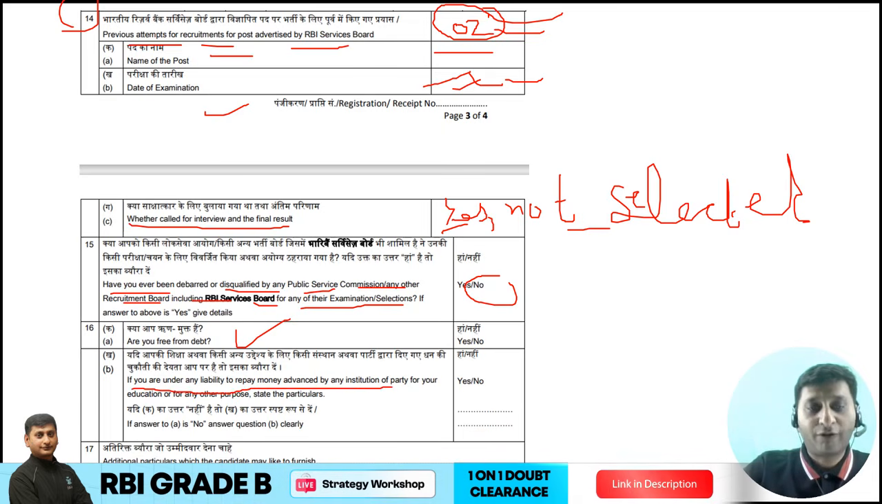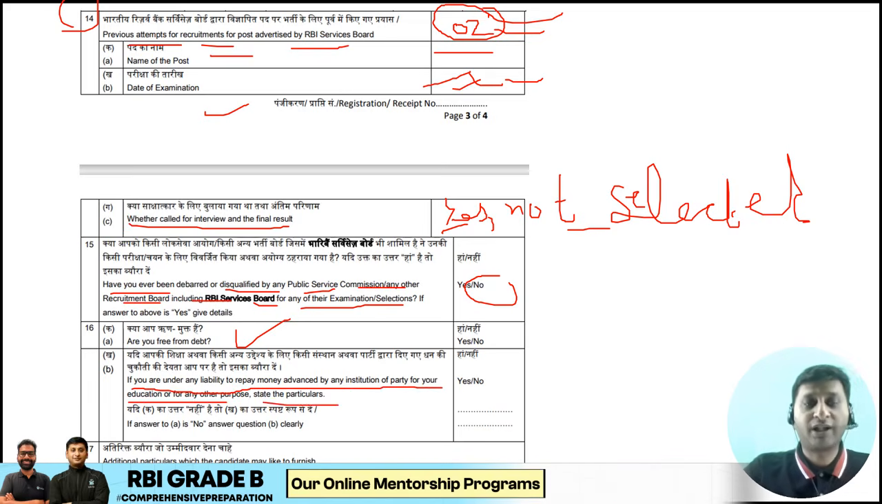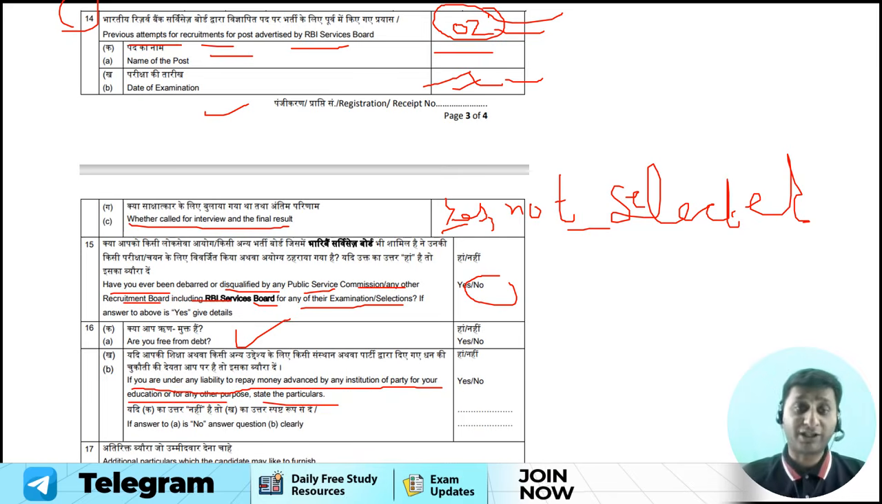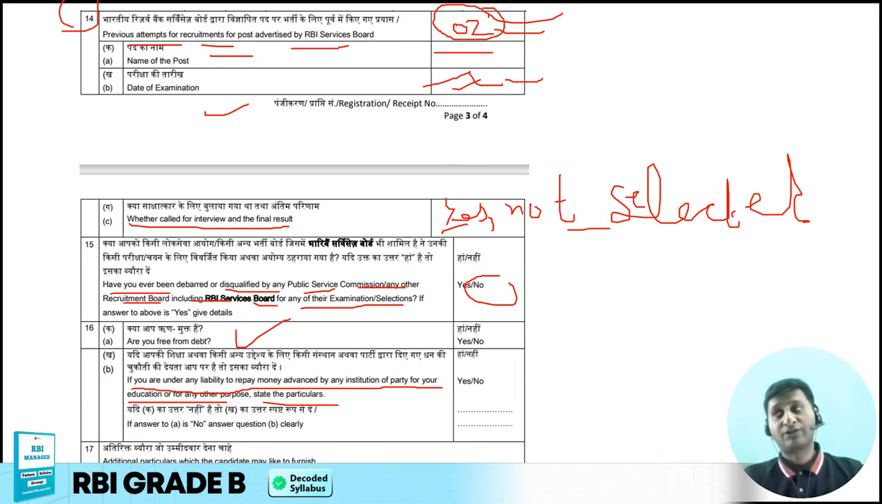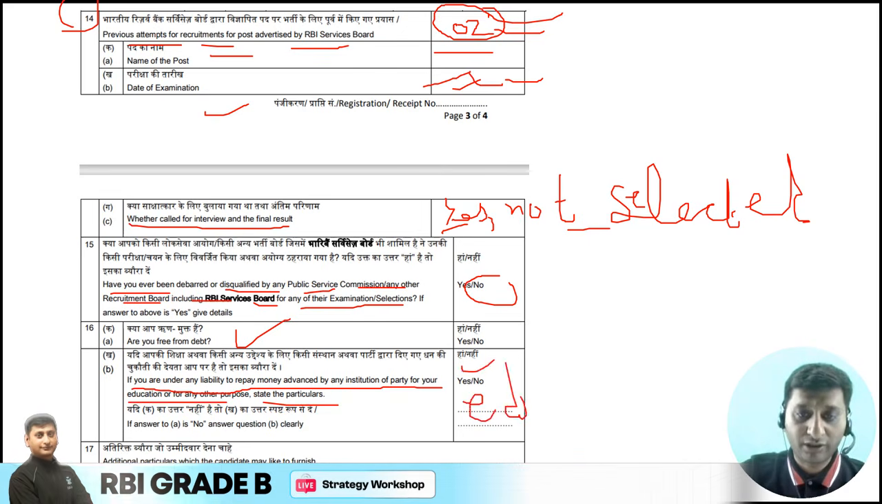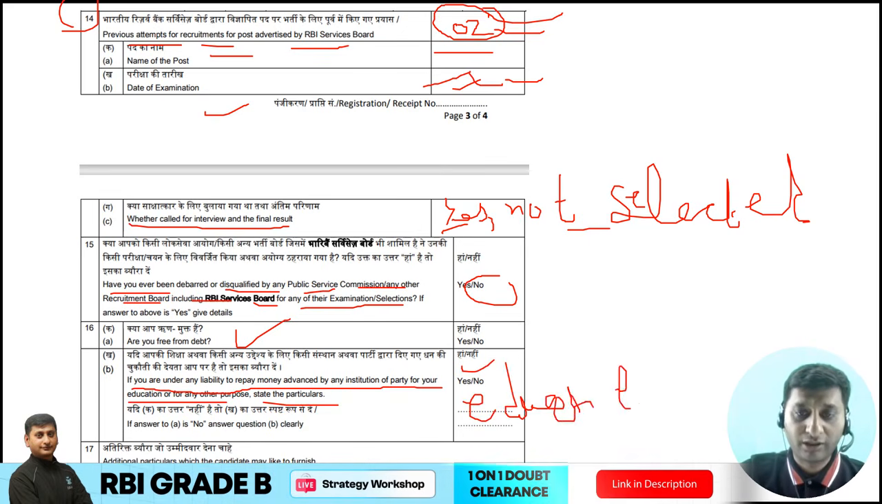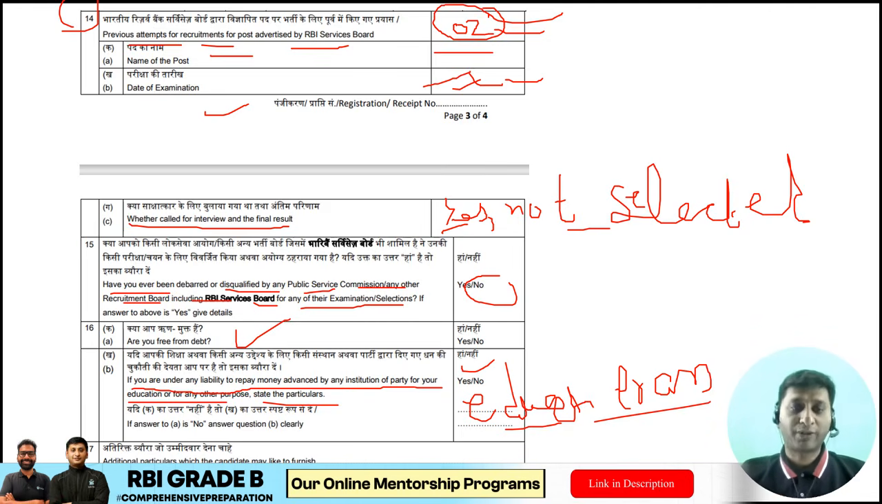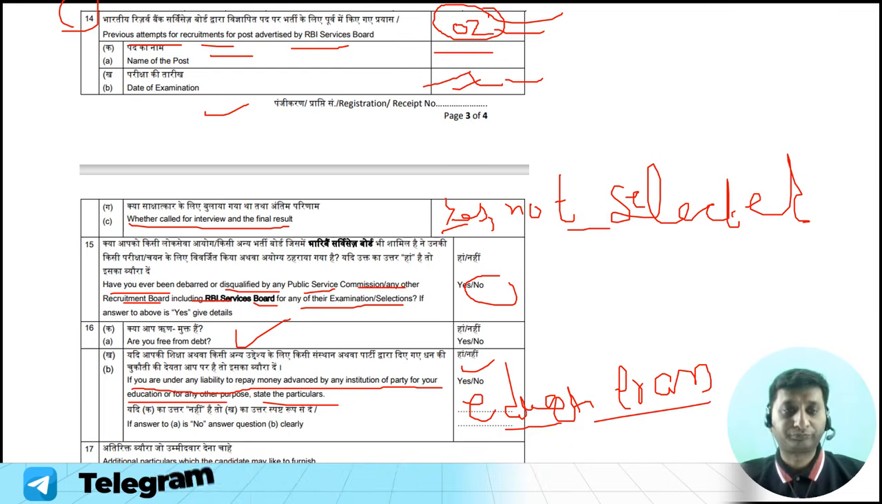Then the next is if you are under any liability to repay money advanced by any institution or party for your education or for any other purpose, state the particulars. So here again, you would have to mention if you have any liability for taking an advance from any party that you would have to repay, either for your education or for any other purpose. So say if you have taken any education loan from any bank, you would have to mention yes, and in particulars you write education loan, right? This type, you type education loan. Pardon my handwriting, I'm just typing it by mouse, but I hope you are getting to understand because I'm speaking along with what I am writing, right?